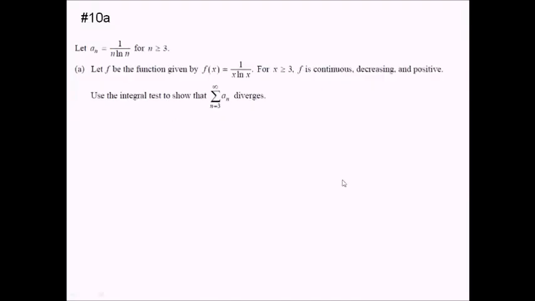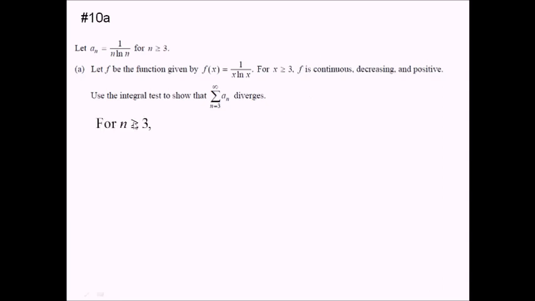For this no calculator free response, we have this nth term of 1 over n ln of n for n greater than or equal to 3. And we're given this f function, which is basically this, but with x's. And they're telling us for x greater than or equal to 3, f is continuous, decreasing, and positive. Use the integral test to show that the series with this as our nth term diverges. Okay, well, they're pretty much telling you exactly what to do. We need the integral test. We've already been given the conditions for it.